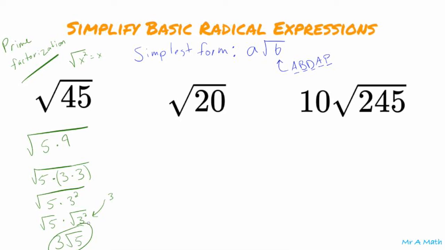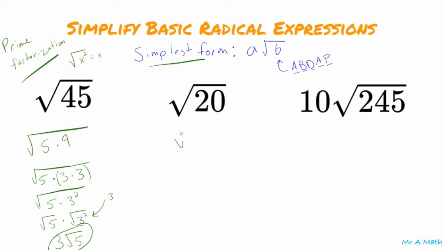Now let's compare this to my simplest form. Do I have just some number a? Yes, I have 3 times the square root of 5. And is it as broken down as possible? Yeah. Well, there's nothing else I can break 5 down into that will get a square root out. So that works for me. Now let's look at another example.